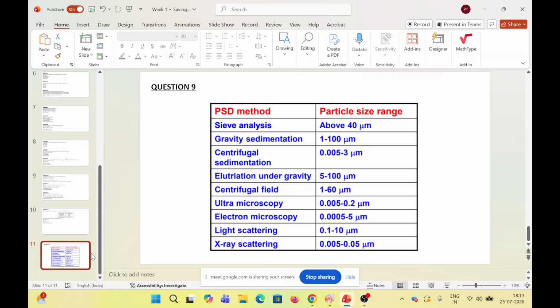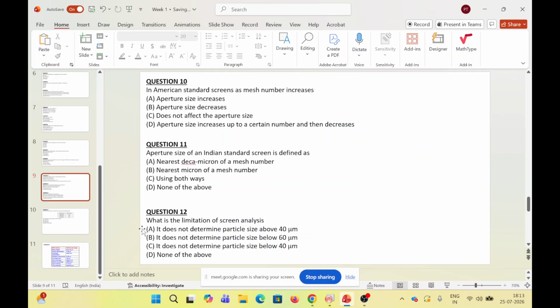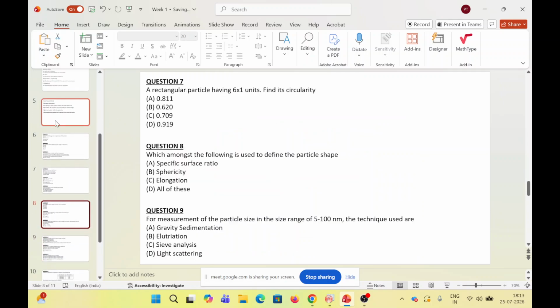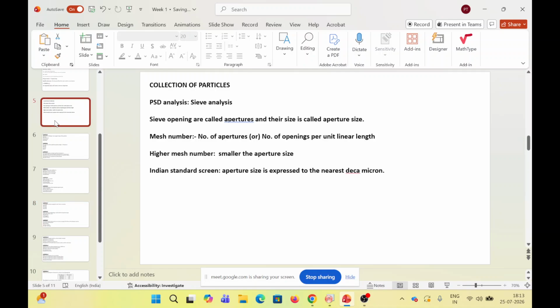Suppose you are going down to particle sizes in the order of microns or even less than a micron, in the nanoscale range, then you go for more sophisticated techniques like ultramicroscopy, electron microscopy, X-ray scattering, light scattering, and so on. So depending upon the particle size range that you have, you choose the technique so that you can do the separation and their classification. So our discussion ends here.